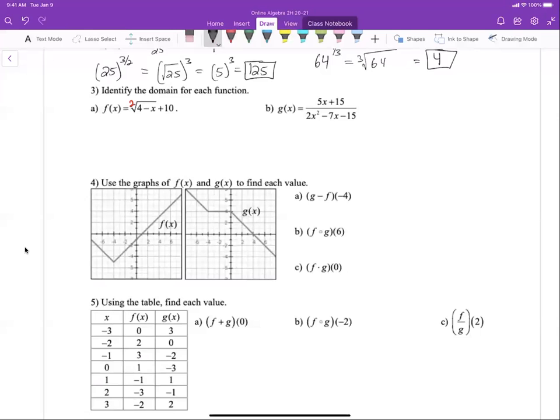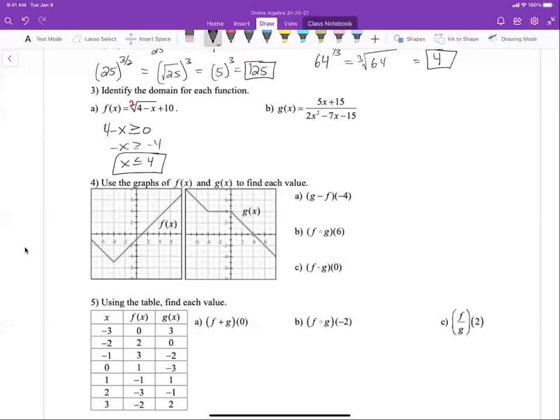So we know that 4 minus x has to be greater than or equal to 0, because we can't take the square root of a negative number. Because, for example, the square root of negative 16, what two numbers times itself will give me a negative 16, and there are none. Okay, so nevertheless, then I will take negative x is greater than or equal to negative 4. I divide both sides by negative 1, have to flip the sign, so x has to be less than or equal to 4.